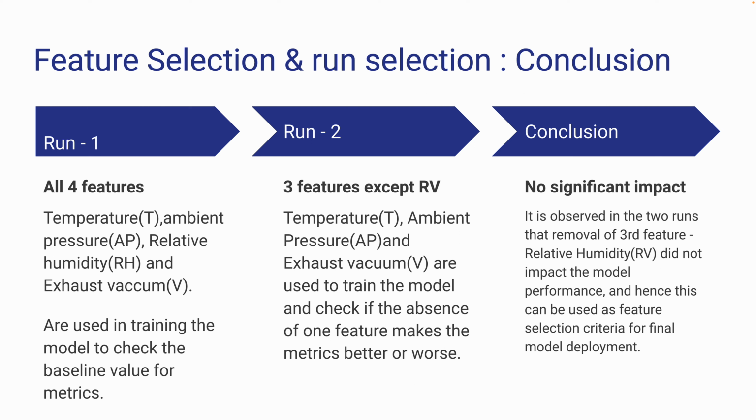And the conclusion is that there is no significant impact from the removal of the third feature, which is relative humidity, and there is an extremely marginal improvement in performance, which shows that the feature relative humidity can be safely removed from the data set while doing the final training and deploying of the model.